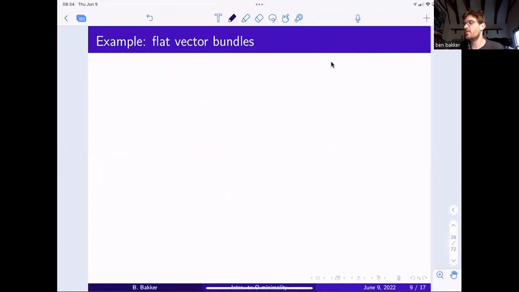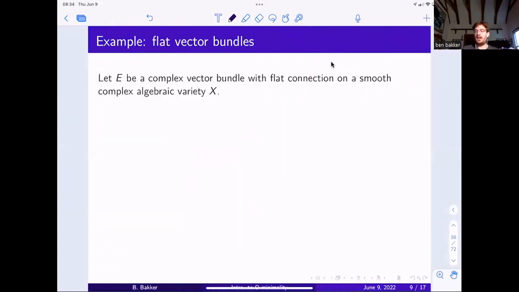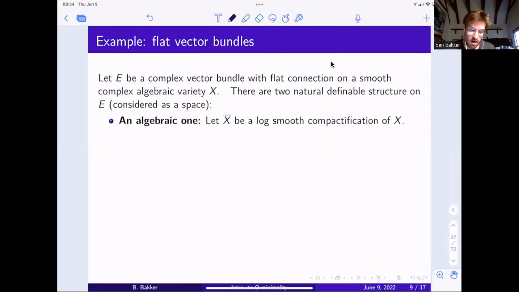Okay, so here's another example that is getting more towards what I was talking about last time. This is the example of flat vector bundles. Let E be a complex vector bundle with a flat connection on a smooth complex algebraic variety X. Then there are two natural definable structures on E, which I'm going to consider as a geometric space, the total space of this complex vector bundle. The two structures here are in some sense analogous to the two we were just discussing on a Riemann surface. First of all, there's an algebraic definable structure on E, which is constructed as follows.